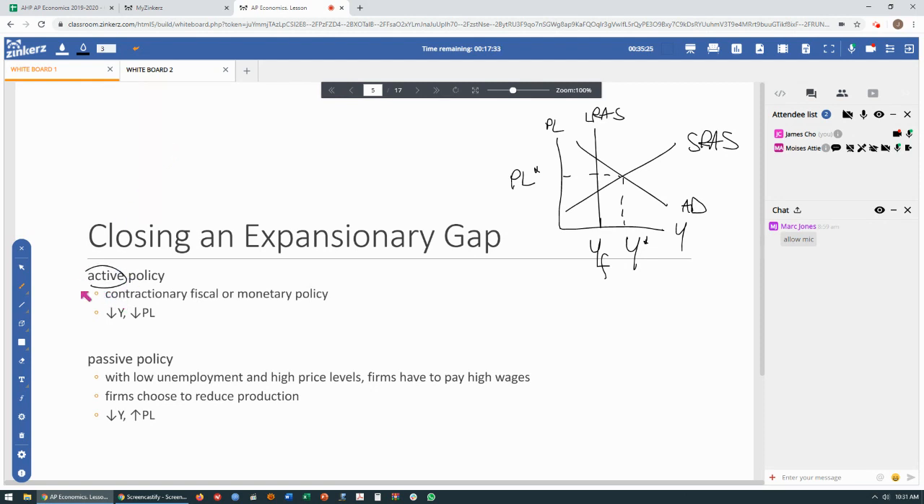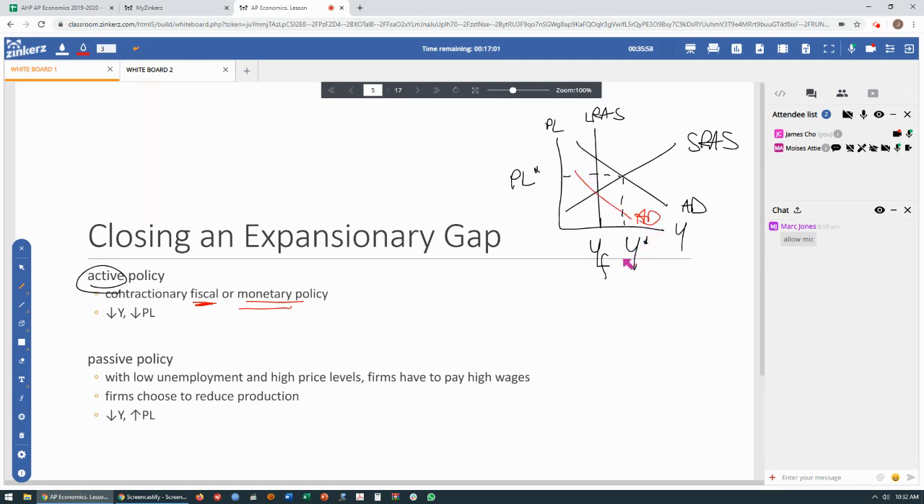All right, so let's say we do some active policy. What's the appropriate active fiscal policy here? You increase taxes, decrease government expenditure. Good. And for monetary policy, you could increase the reserve requirement, increase the federal funds rate, increase the discount rate, or start selling bonds to people. For all of those reasons, it's going to cause our AD curve to shift to the left.